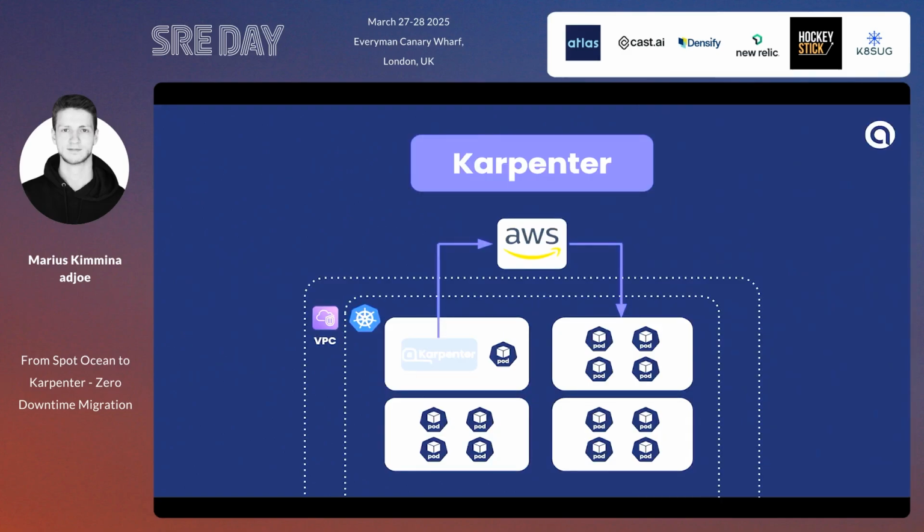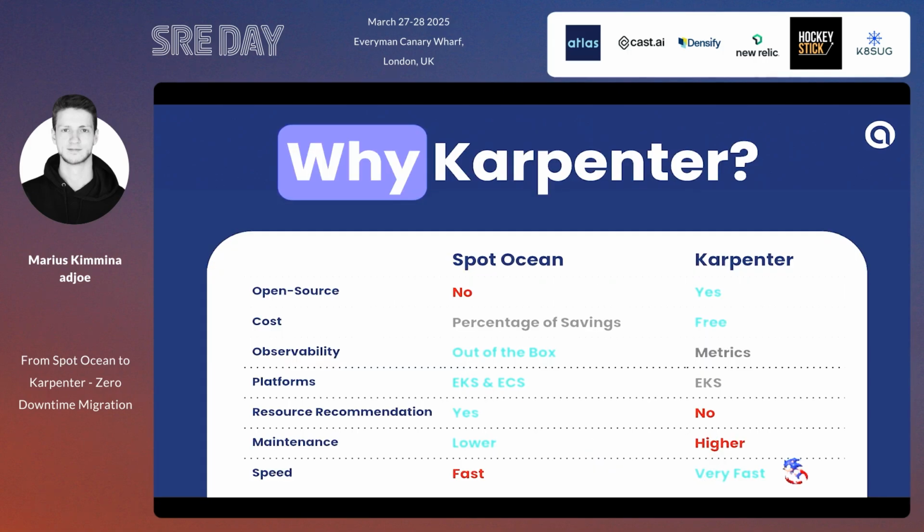And if we have the same overview as we had before for Spot Ocean, we see that we got rid of this third-party component completely. We have only Karpenter running inside our cluster. We removed the need for any third party. Karpenter monitors again for pending pods and will talk directly to AWS to create any new nodes once they are needed. This, of course, comes with both ups and downs.